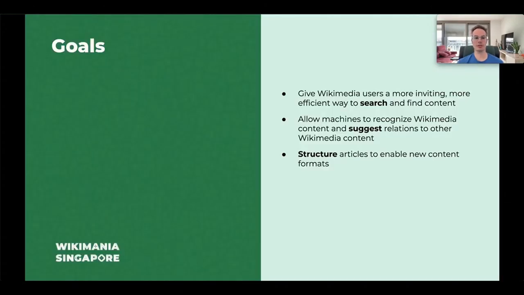The high-level goals of SDAW are all about content. First, we want to improve content search. Second, we want to make content machine readable and build connections across projects. Third, we want to shape more structure where data is especially unstructured, typically Wikipedia articles.